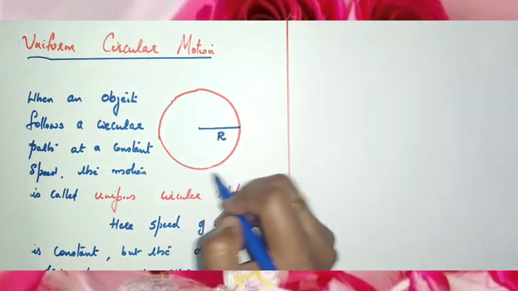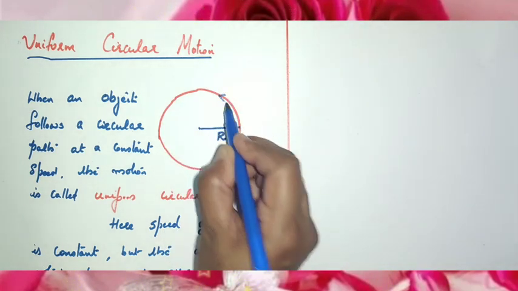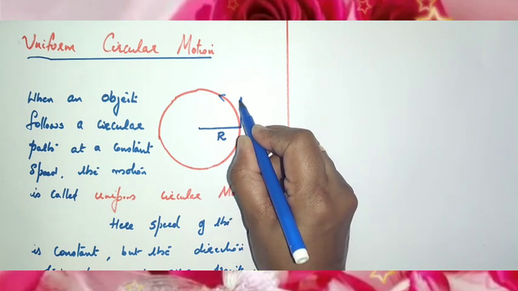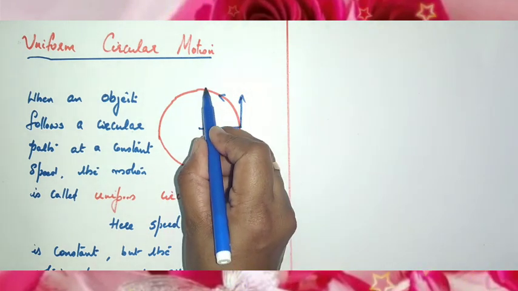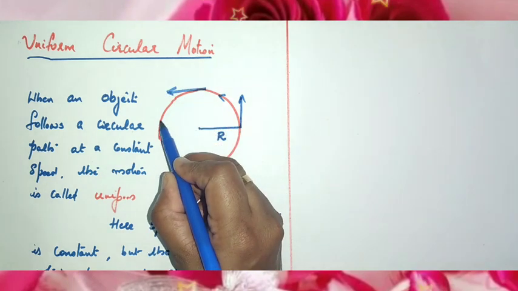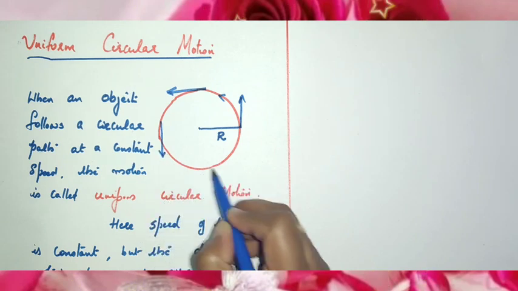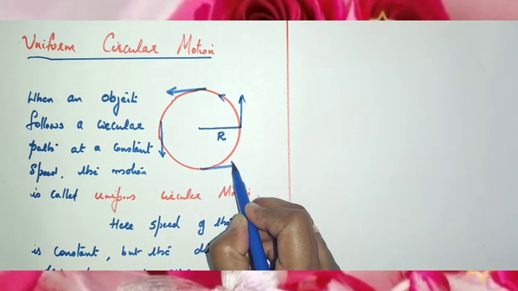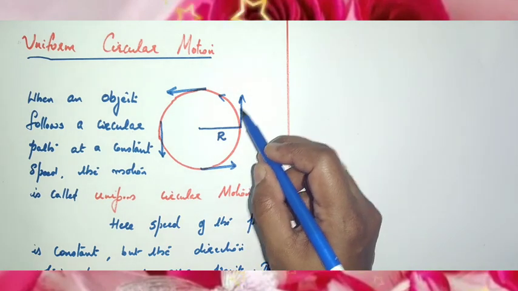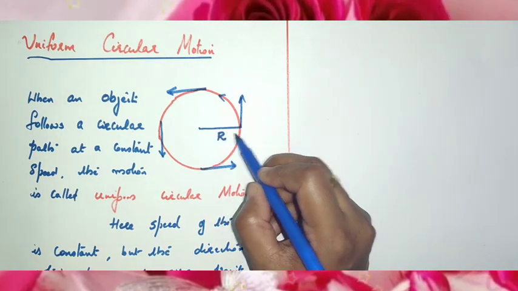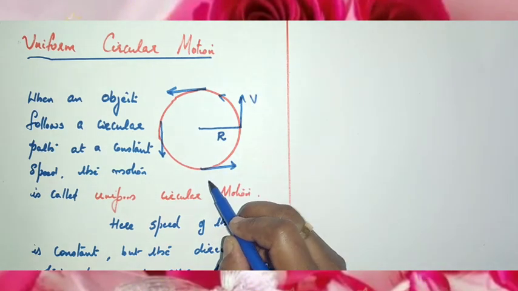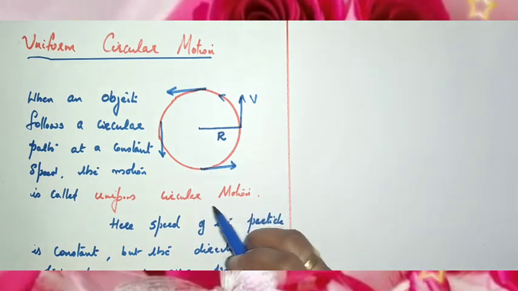For example, if the object is moving in anti-clockwise direction like this, here the direction of velocity is along the tangent. Clear? At each and every point the direction of motion changes, and the direction of velocity is along the tangent to the circle at that point. Here radius and velocity are mutually perpendicular to each other. So that is the importance of uniform circular motion.